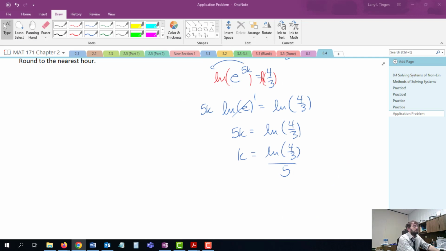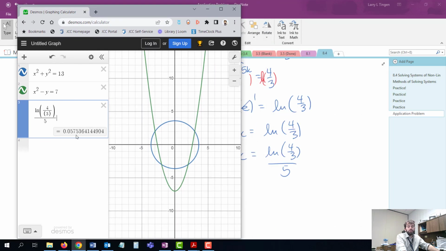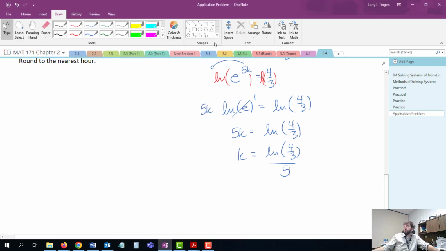Natural log 4/3 divided by 5. And that is 0.575. So that's going to go to 0.58. So we're going to estimate 0.58. So there's my growth factor.